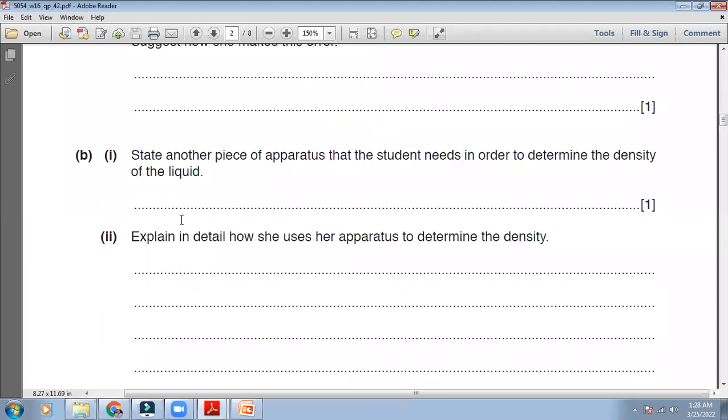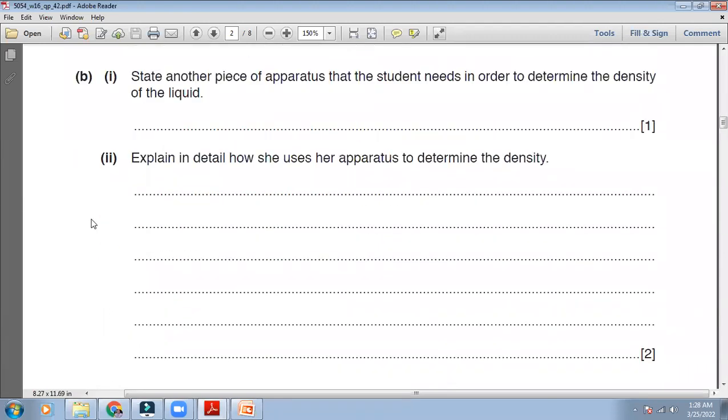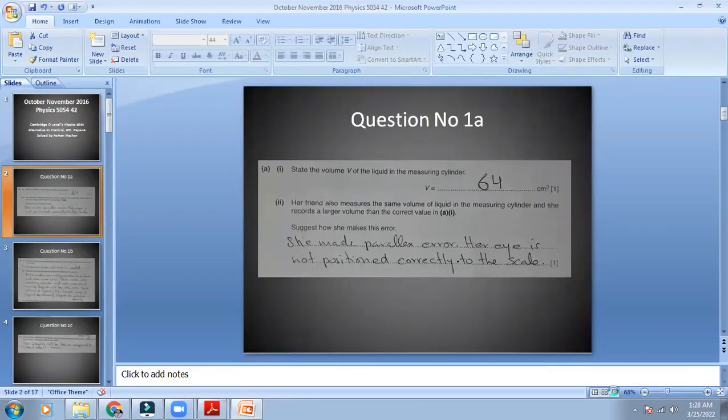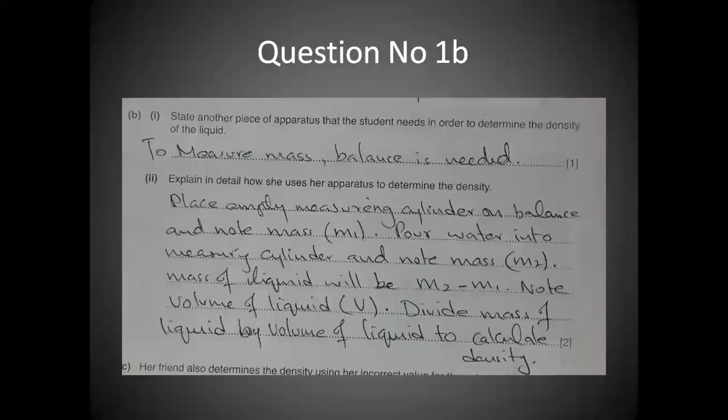State another piece of apparatus that the student needs in order to determine the density of the liquid. To find out the density of the liquid, you should know the volume and the mass of the liquid. To measure the mass of the liquid, I should use balance, electronic balance, you can say. So let's check the answer. It says, to measure mass, balance is needed.